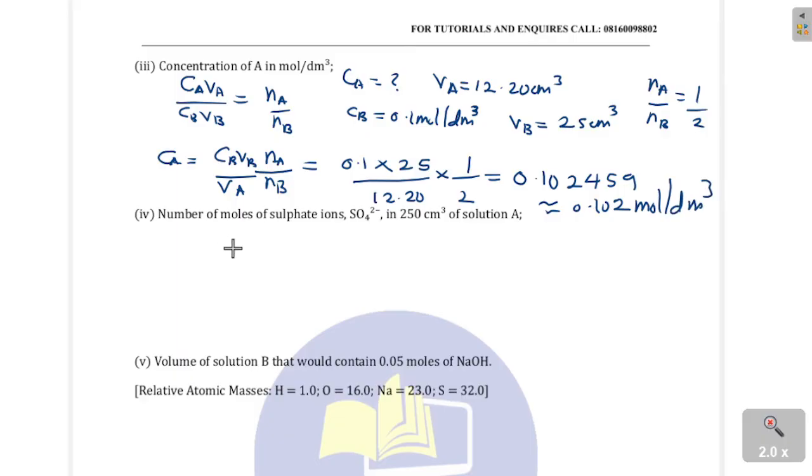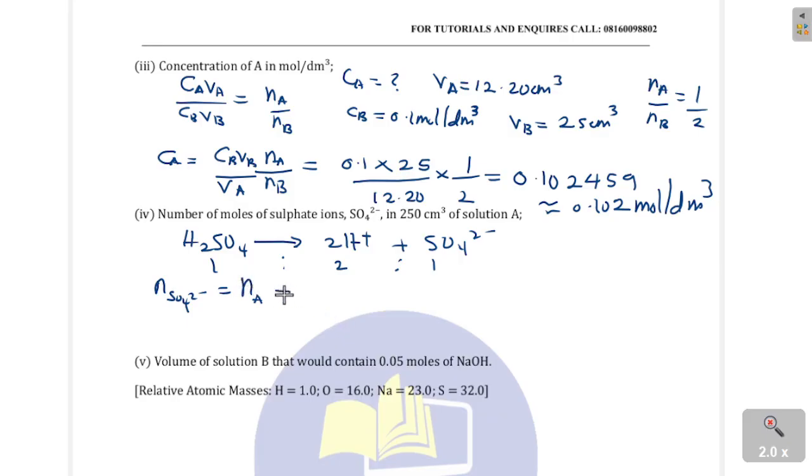Now, number of moles of sulfate. That's the next question. We are asked to calculate the number of moles of sulfate, SO4 2 minus, in 250 cm cube of solution A. The acid we have is H2SO4. When H2SO4 ionizes, it produces 2 moles of H plus and just 1 mole of SO4 2 minus. So this is a ratio of 1 to 2 to 1. Meaning the number of moles of SO4 2 minus is exactly the number of moles of the acid, which is H2SO4.